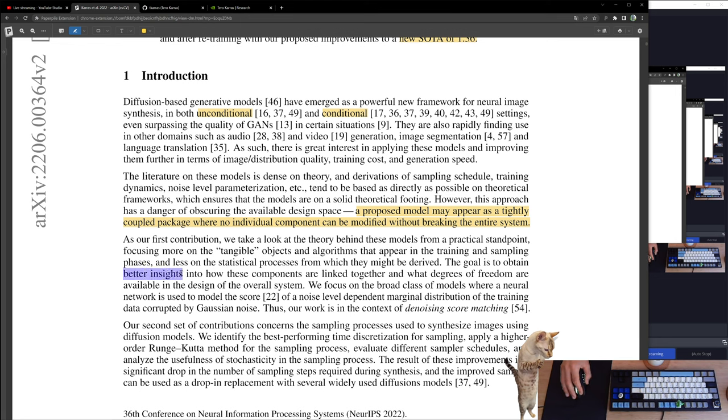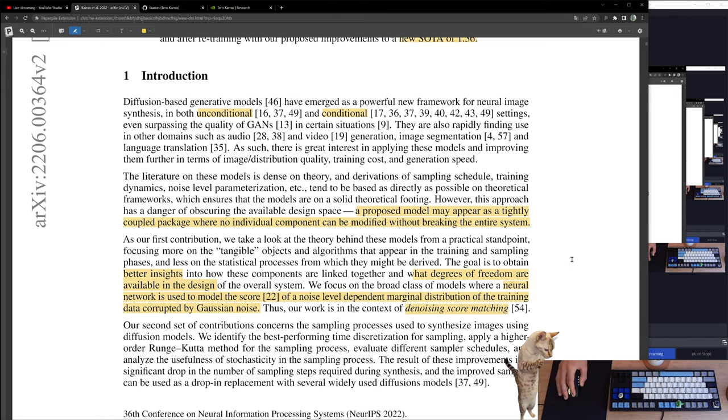Better insights, what degrees of freedom are available. Okay, we focus on the broad class of models where a neural network is used to model the score of a noise. This is such a formal definition. Is used to model the score of a noise level dependent marginal distribution of the training data corrupted by Gaussian noise.